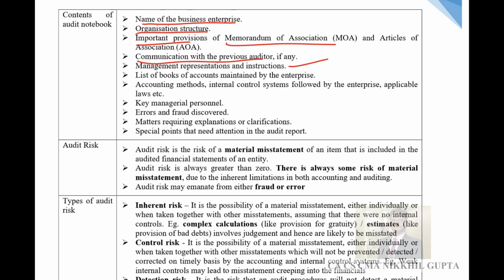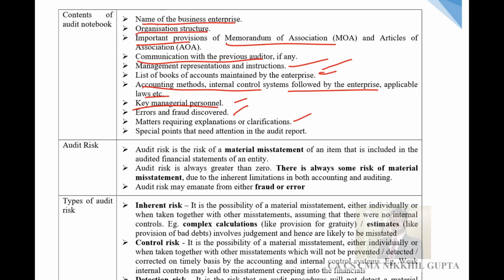Management representations and instructions, whichever management is giving verbally, all those things are to be properly recorded in the audit notebook. List of books and accounts maintained by the enterprise, accounting methods, internal control system followed, applicable laws, key managerial personnel. So who are the people who are responsible for taking key decisions with respect to finance, with respect to marketing, with respect to advertising? All those persons' names should be written in the audit notebook so that you can refer to it at a later stage. Errors and fraud discovered are to be recorded in audit notebook.